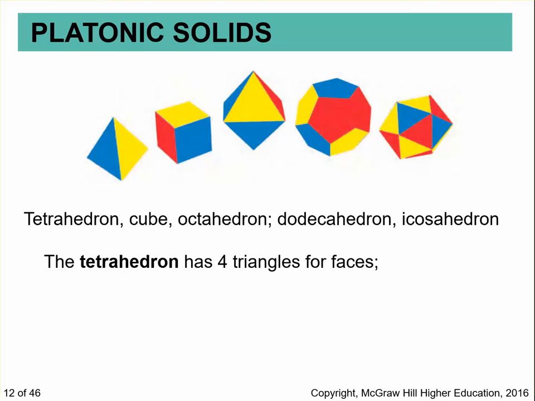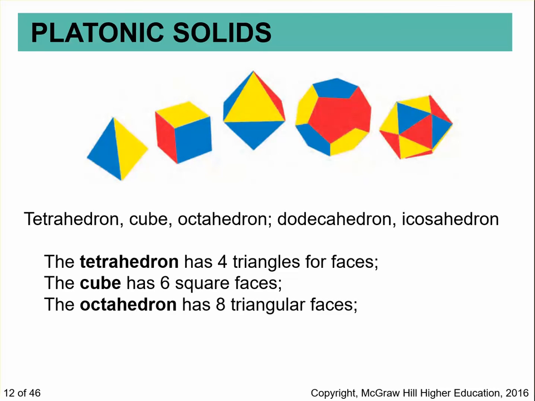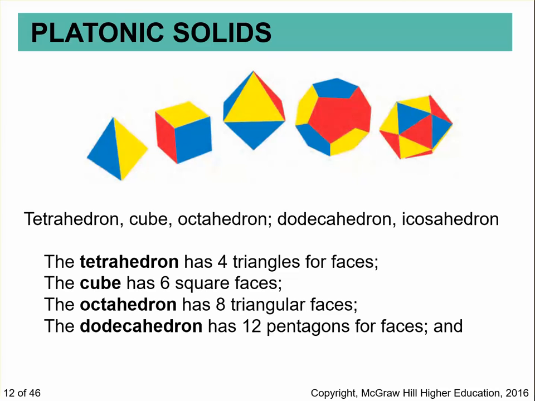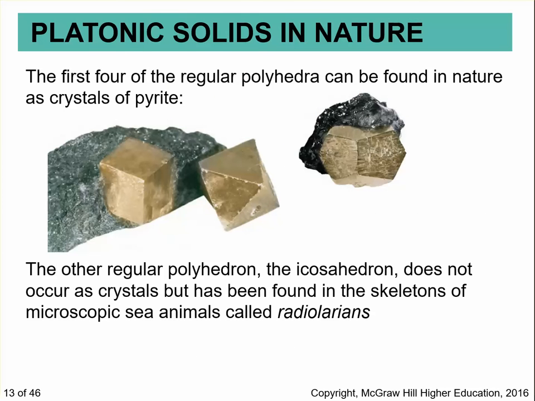So the tetrahedron has 4 triangle sides. The cube has 6 square faces. The octahedron has 8 triangular faces. The dodecahedron has 12 pentagonal faces, kind of like a soccer ball. And an icosahedron has 20 triangular faces. Okay, so you see these a lot in nature.